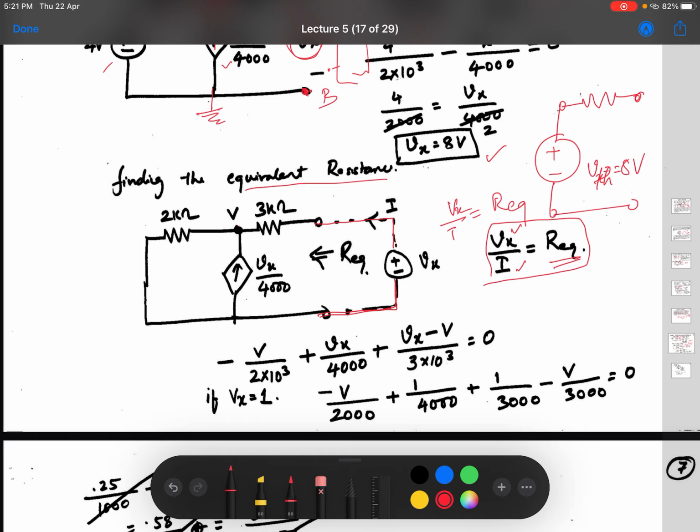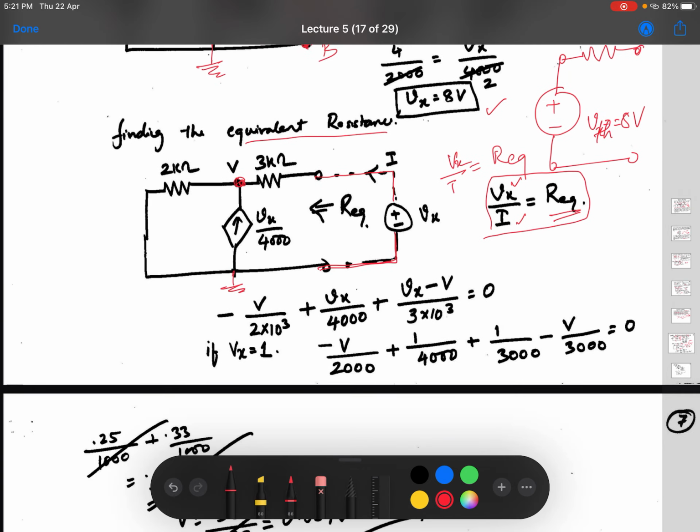Now I want to go by node analysis. As I told you, it will give me fewer equations. If I go by mesh analysis, then I have a slightly higher number of equations, in this case 2 equations. So, node analysis. Let me take this node voltage as V, and this is obviously different from Vx, and now I am writing the node equation here.